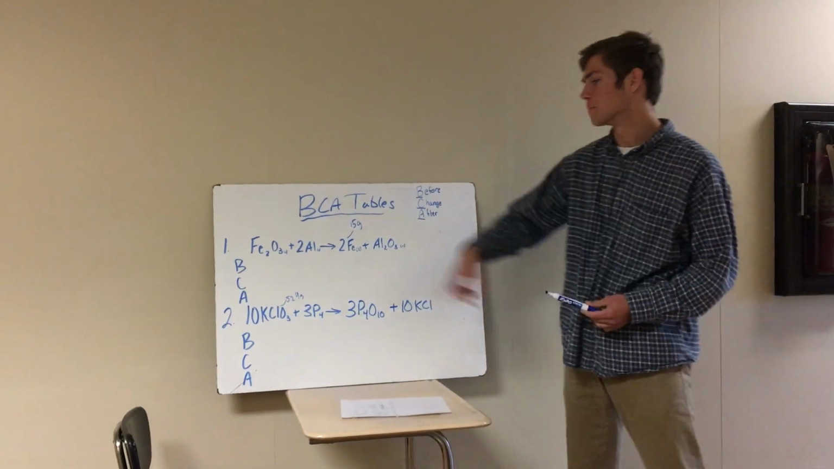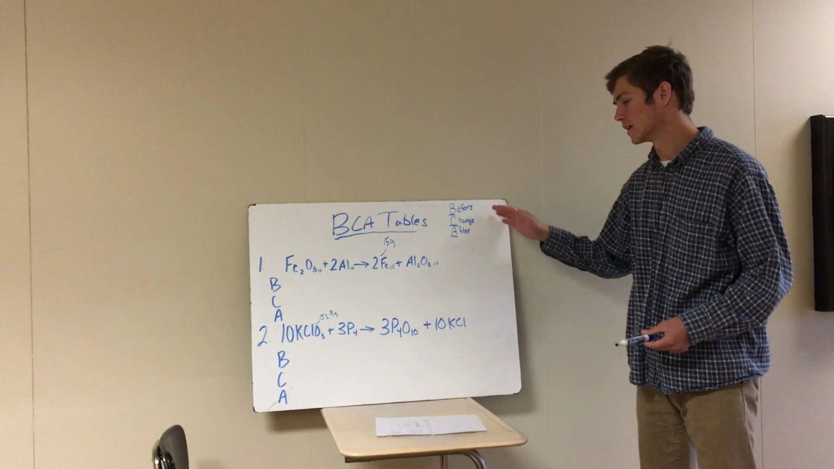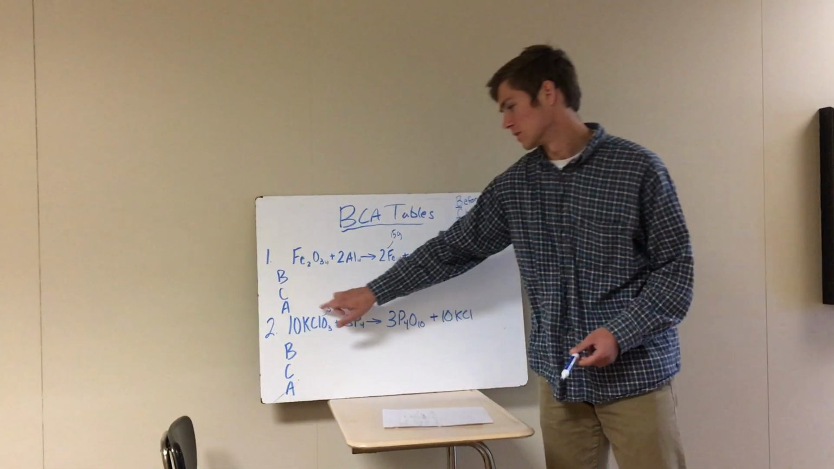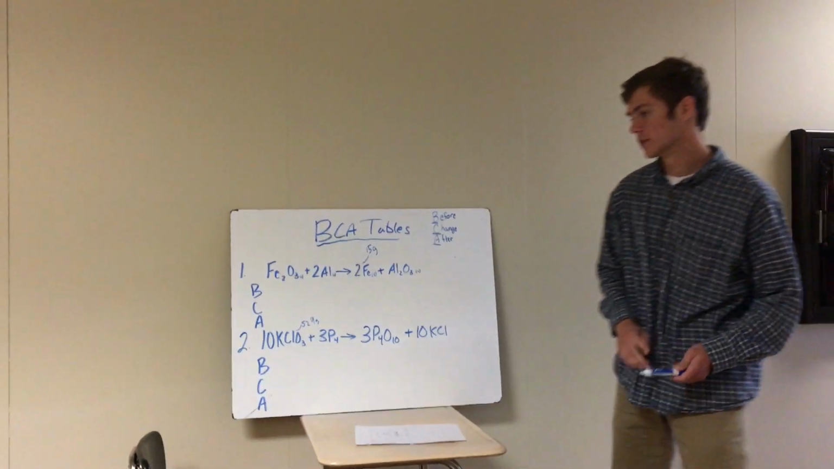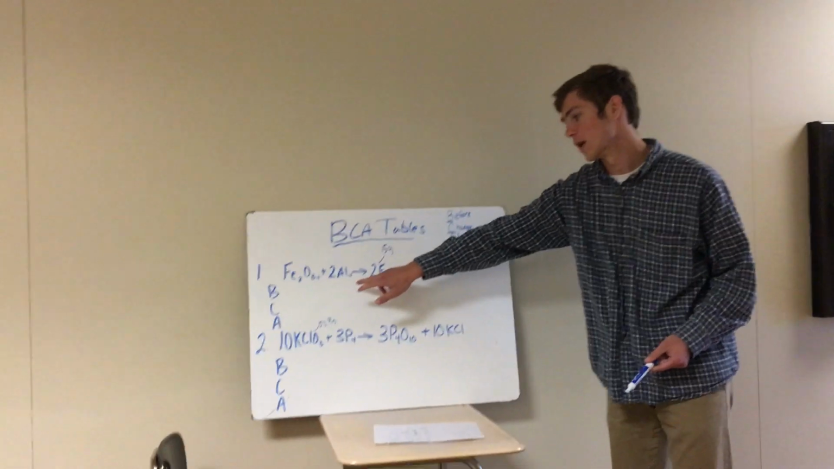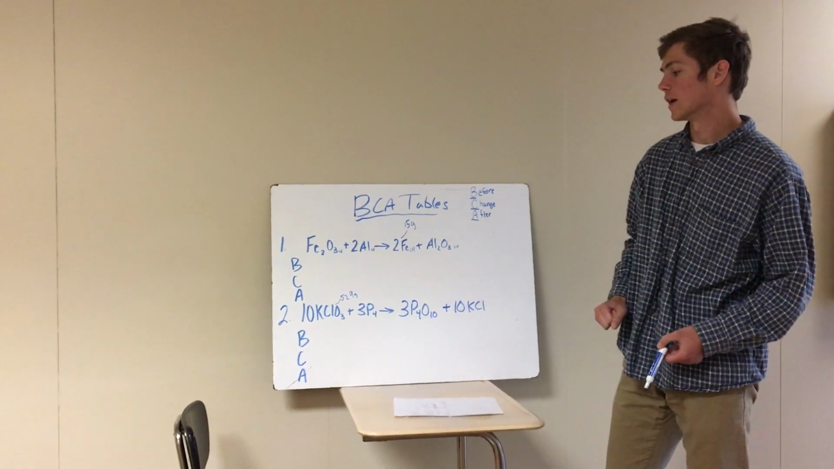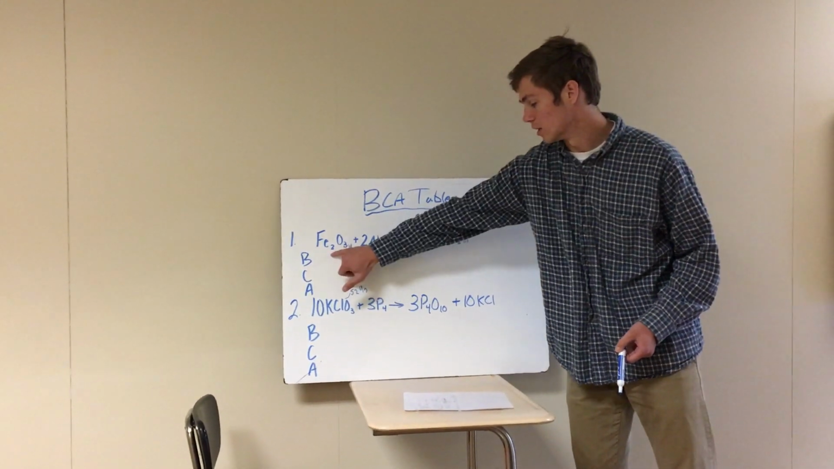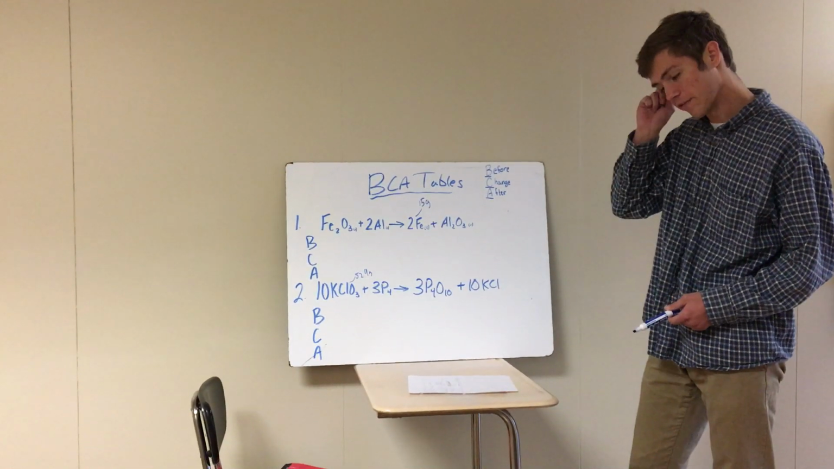Today we'll be doing BCA tables. Before we get into all this, I'm going to just go over what it means: before, change, and after, as represented in BCA. So first one, Fe2O3 plus 2Al yields 2Fe plus Al2O3. And the goal is to find out how much of this we can get from 15 grams of 2Fe.